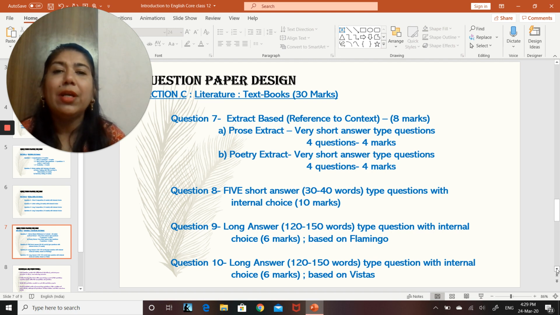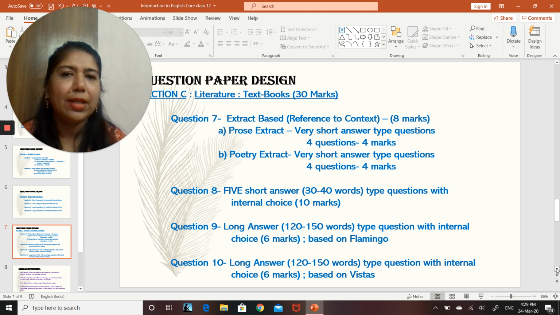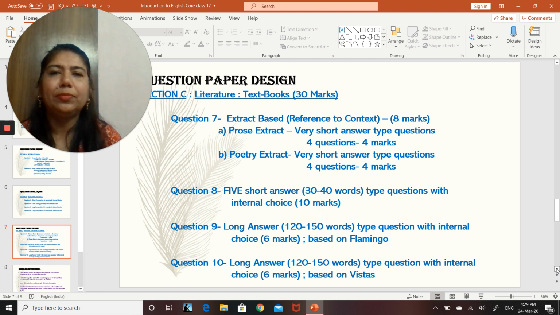For this, I would ask my students to pay attention to the reading of the lessons very thoroughly, and make sure they have read the lesson at least 3 or 4 times before their final exams. Followed by poetry extract, in which few lines are given from the poem and you are supposed to write down the answers to them. Again, 4 questions are asked and each one carries 1 mark.